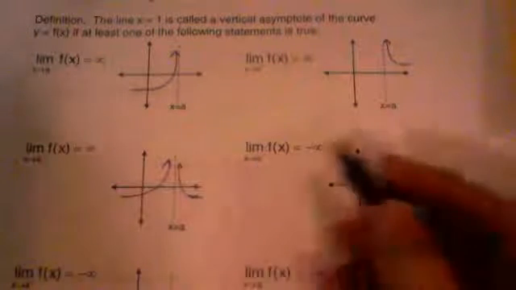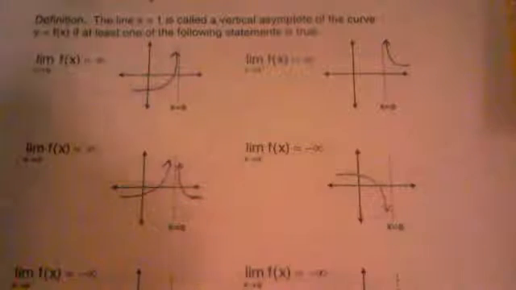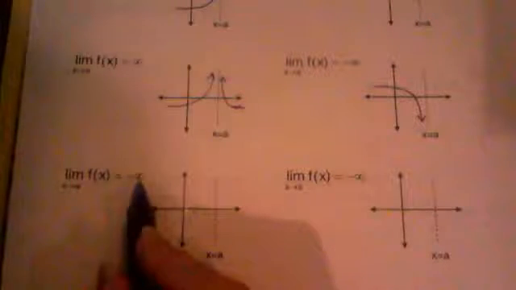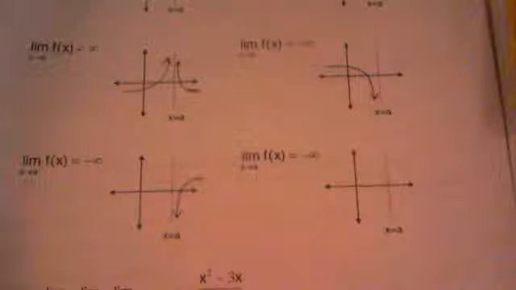All right, then we move to negative infinity. So this one's saying as x approaches a coming in from the left, we're going towards negative infinity. And then this one says that as x approaches a coming from the right, we're going towards negative infinity. And this last one says the overall limit as x approaches a is negative infinity. So coming from both sides.